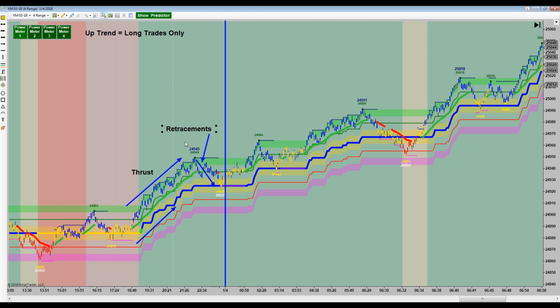Yeah, retracement is also called a pullback, Dennis. That's correct. There's lots of different names for it: retracements, pullbacks, etc. The principle is the same.